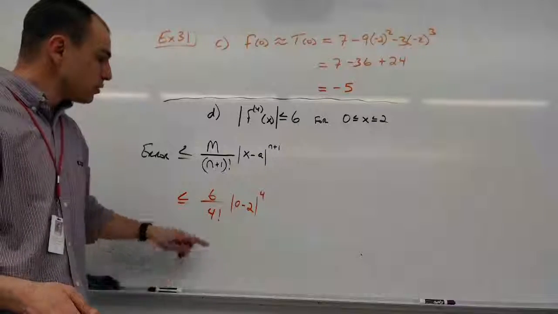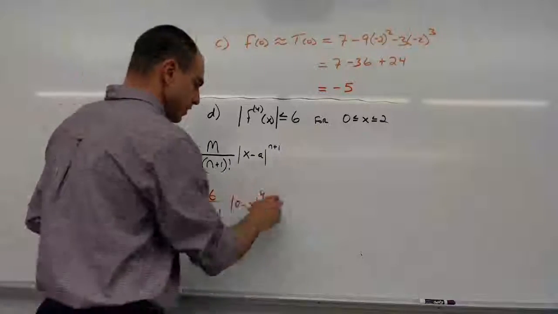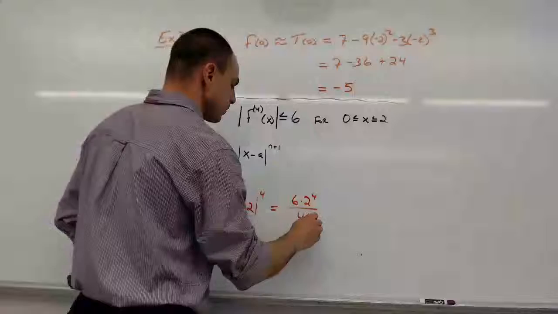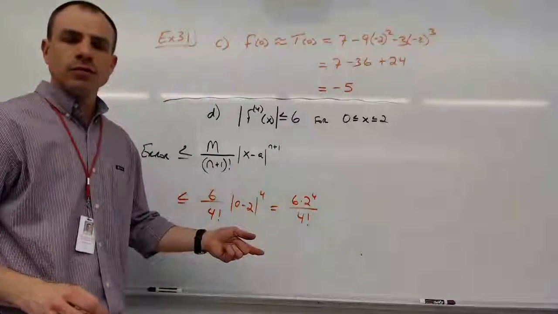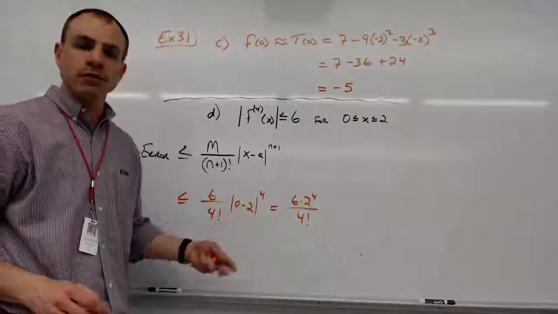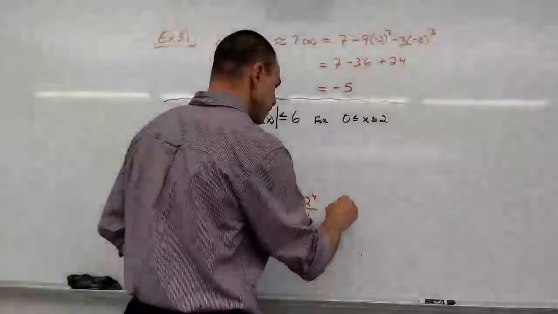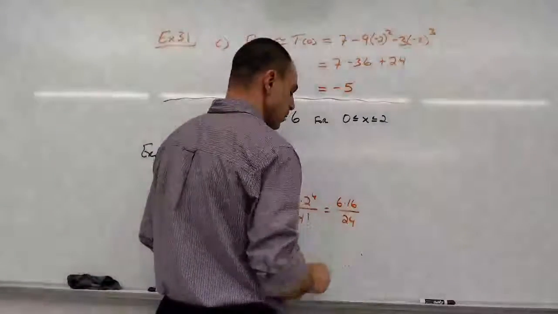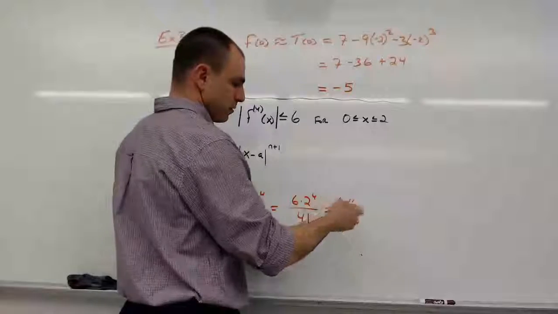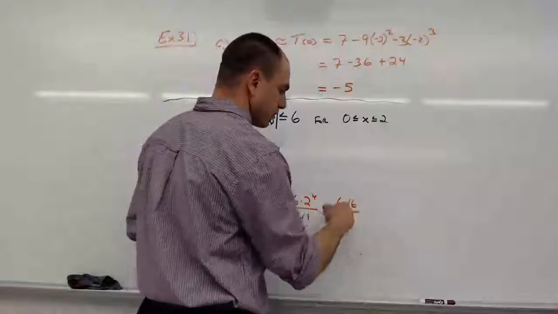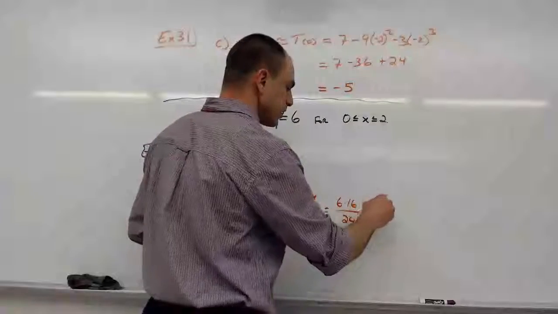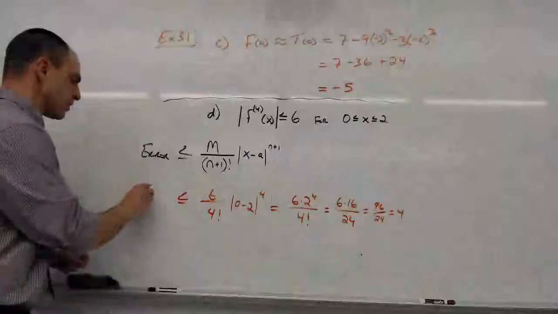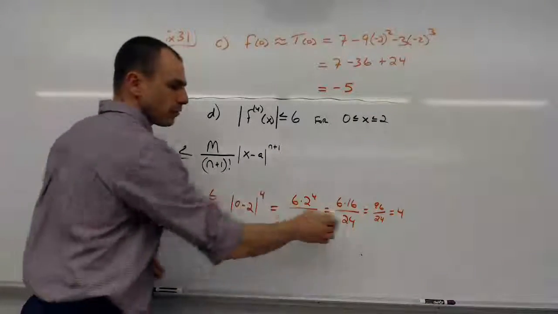So we have 2 to the 4th from this part right here, so that's equal to 6 times 2 to the 4th over 4 factorial. All right, well, what's 2 to the 4th? 2 times 2 times 2 times 2, that's 16. So we have 6 times 16 over 4 times 3 times 2 times 1, which is 24. We can do a little simplifying here if you want, or 6 times 16 is 96. 96 divided by 24 is going to be 4. So the error is less than or equal to this formula, which happens to be 4.